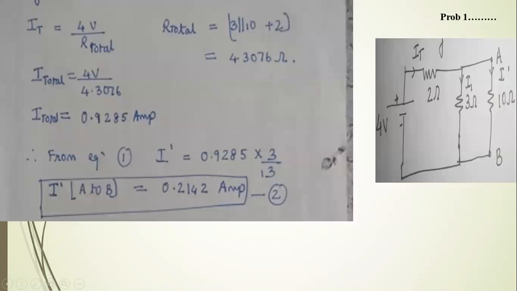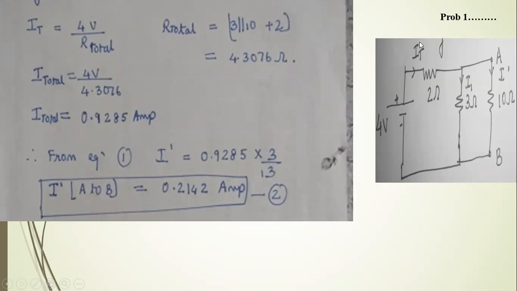Now the total current of this particular circuit will be what? It will be the total voltage, that is only 4 volts, divided by R total. What is R total? R total will be nothing but 3 in parallel with 10, since these two resistors are connected in parallel, plus the 2 ohm resistor, since the parallel combination will come in series with this. So here we can obtain the I total, that means this current.